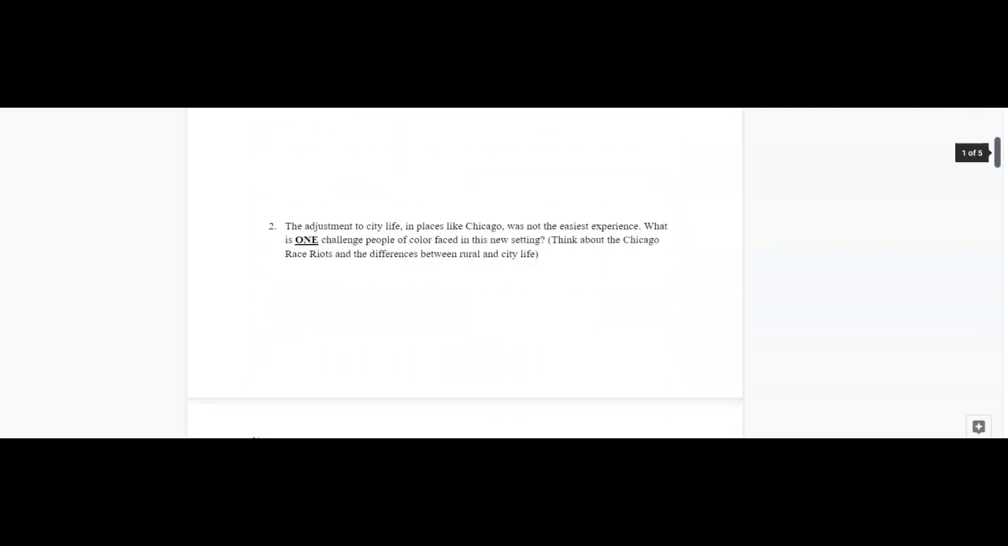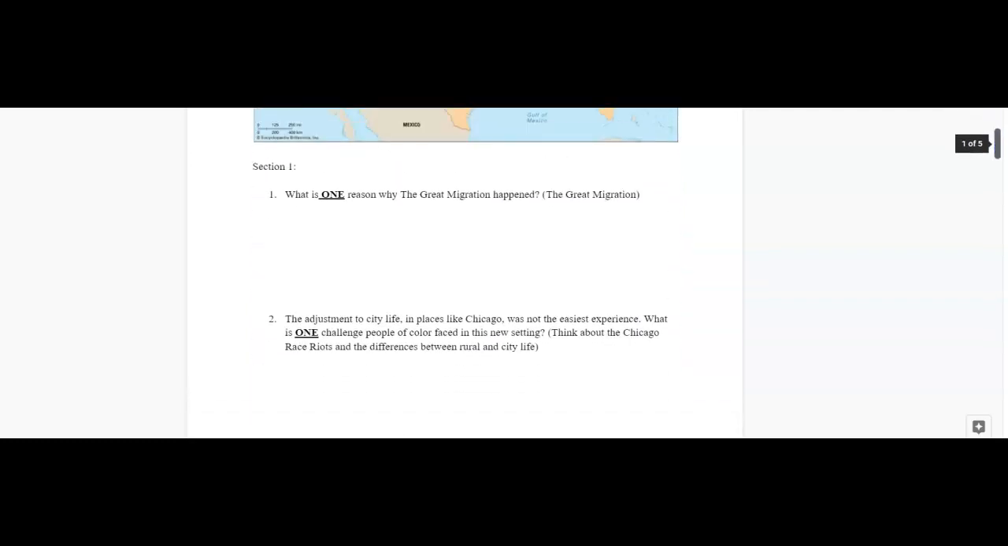And then we've got two questions that go along with that. I'm going to read the question. Feel free to pause the recording. Then you can write your responses and then hit play again. So number 1 says, what is one reason why the Great Migration happened? So again, what is one reason why the Great Migration happened?